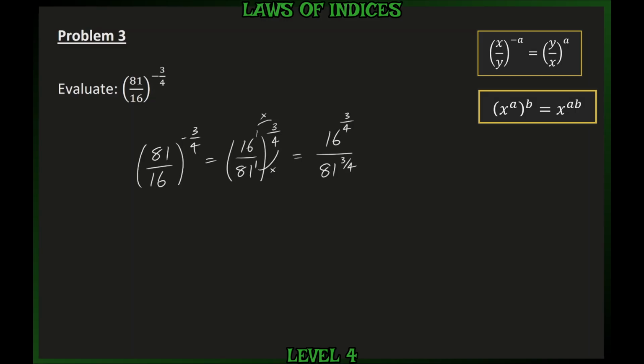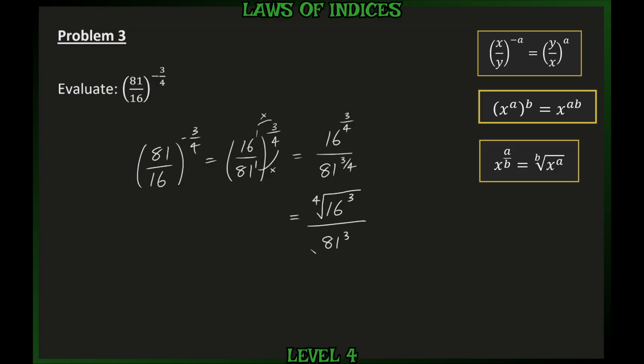Since the 16 and the 81 both have fractional powers on, we're going to use this law. And the law tells us that the numerator of each of those fractions is the power and the denominator is the root. So we can rewrite 16 to the power of 3/4 as 16 to the power of 3, and then take the 4th root of that. And 81 to the power of 3/4 becomes 81 to the power of 3, and then the 4th root of that.